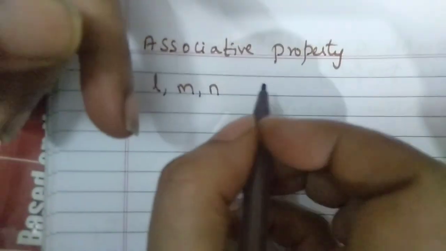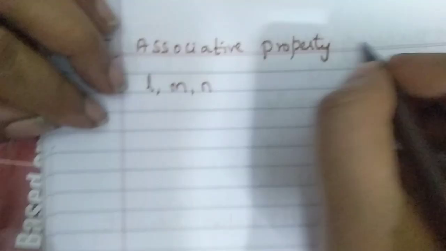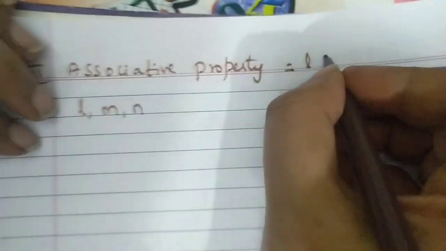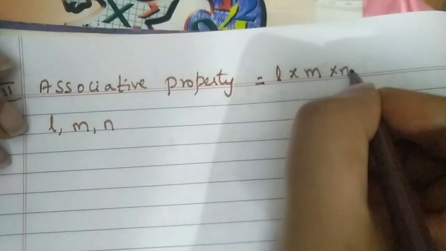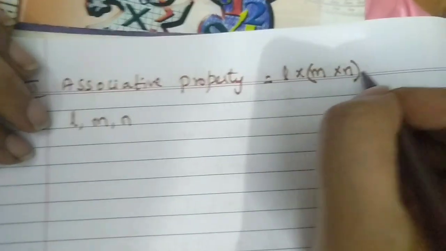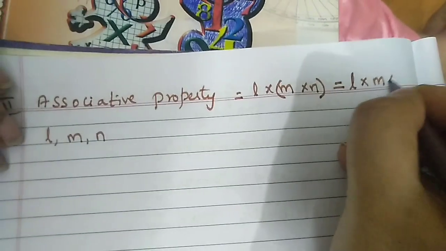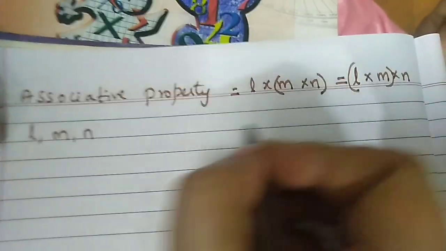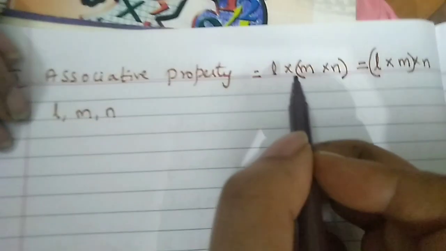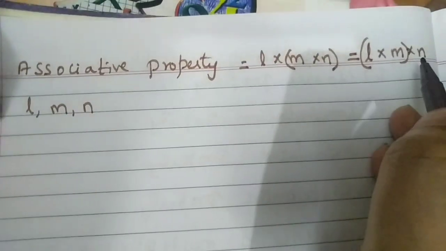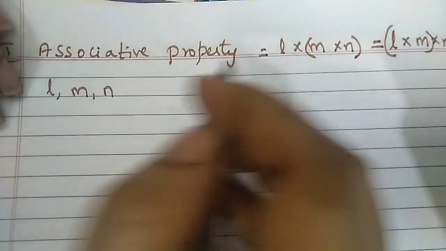As in the earlier case, we took two numbers, two integers. Here we have to take three integers. We have a formula for this associative property, and we have to express it like this: L into m into n, put the bracket for the second set of two numbers, equals L into m into n, now put the bracket for the first set of two numbers.